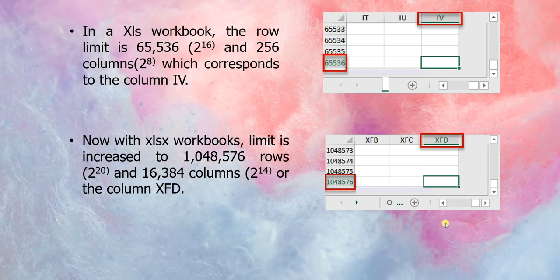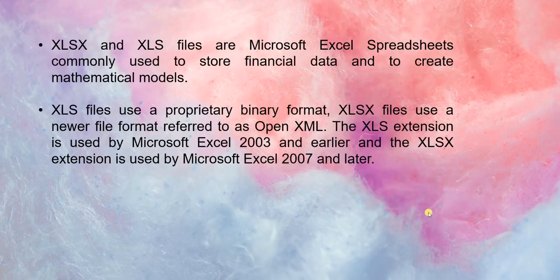I'll tell you what is XLS workbook and XLSX workbooks. XLSX workbook is a new one and XLS is an older one. I'll show you the slide. These XLSX and XLS are Microsoft Excel spreadsheets commonly used to store financial data and to create mathematical models. XLS files use a proprietary binary format, whereas XLSX files use open XML formats. From Microsoft 2007, the XLSX version has started, and in Microsoft Excel 2003 and earlier it was XLS format.